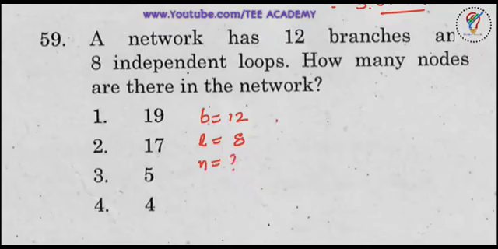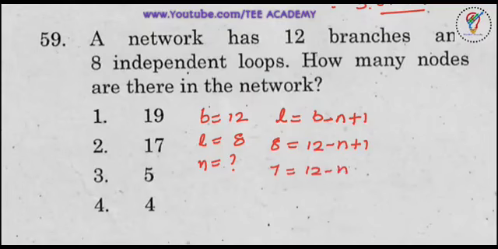Now you remember this formula: number of independent loops is equal to total number of branches minus number of nodes plus 1. Substitute these values in this formula. So 8 is equal to B, which is 12, minus n plus 1. If you send this 1 to the left side, it becomes 7 is equal to 12 minus n, and from this n is equal to 12 minus 7. Number of nodes is 5. So the answer is 3, the right option for the question. We'll move to the next question here.